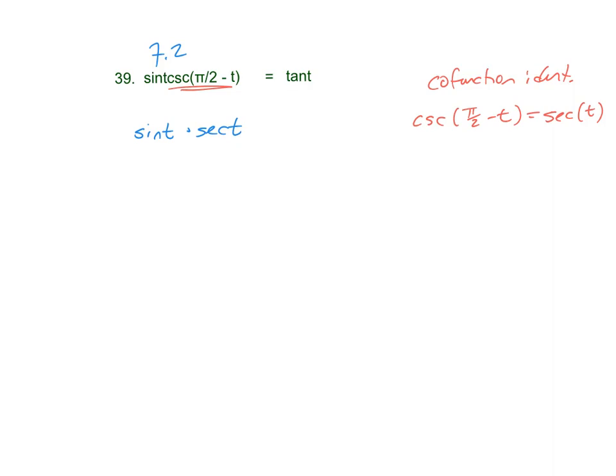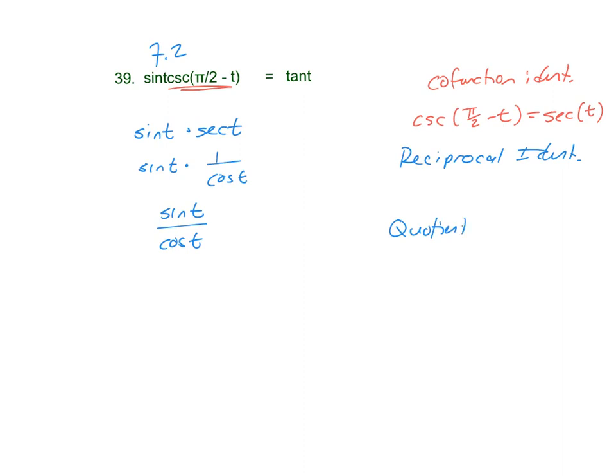And now I'm going to try to write everything in terms of sine and cosine to see if that'll help. So I have sine t, secant t using the reciprocal identity is the same thing as 1 over cosine t. And now we have sine t over cosine t. And by the quotient identity, we know that sine t over cosine t is tangent t, and we verified the identity.